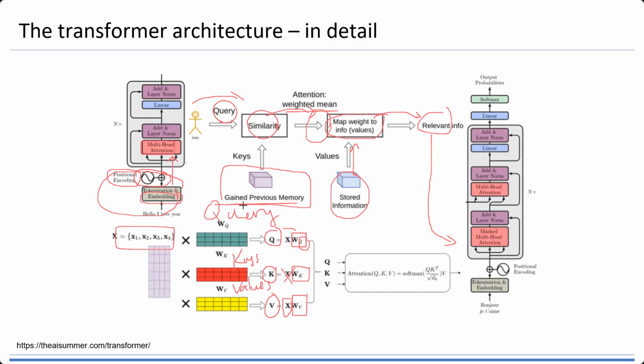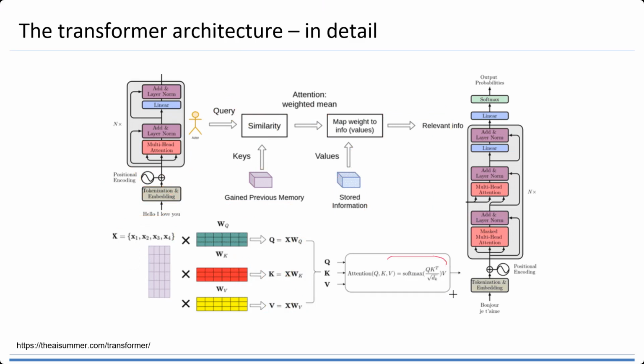Overall, the current attention mechanism is based on this formula: softmax of Q multiplied by K transpose, divided by the square root of d, where d is the number of dimensions, multiplied by V. After we get this value, we embed it into the decoder. So this is the decoder.